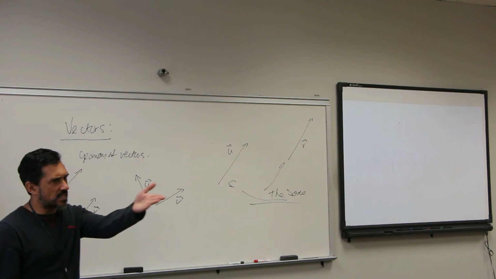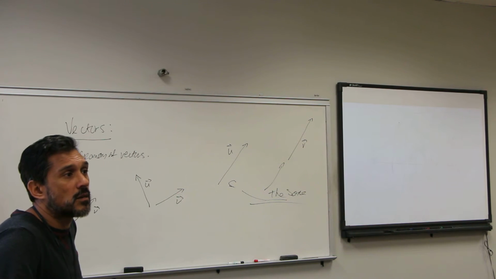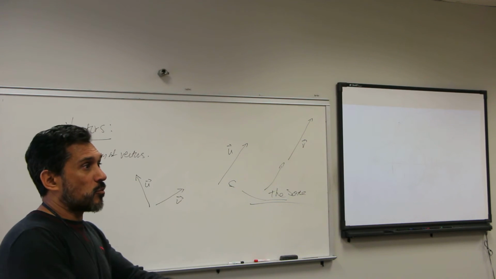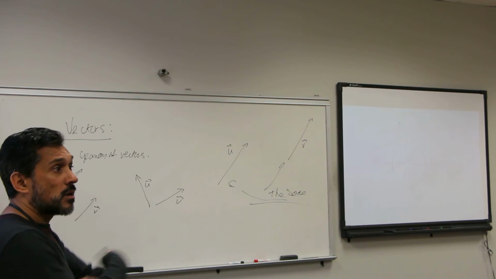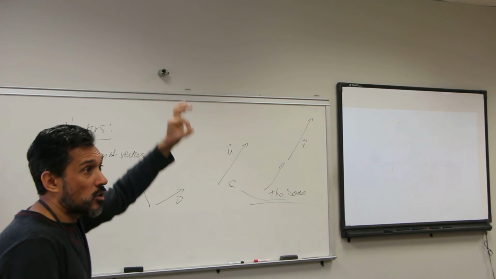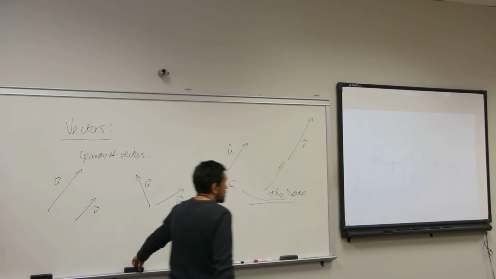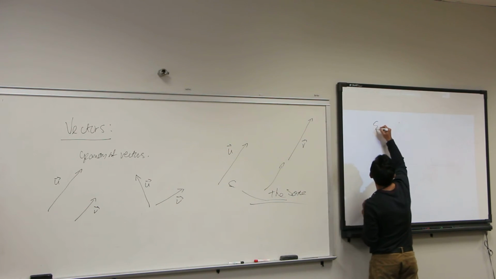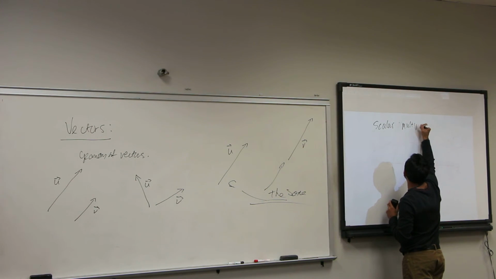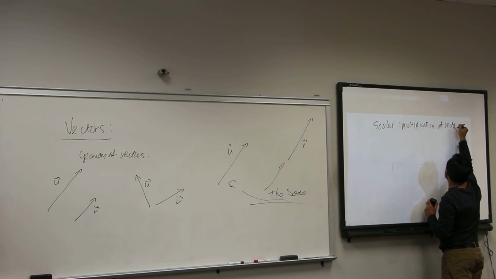Now, we need to do what physicists do with vectors. What are some of the things physicists do with vectors? Before they add them, what do they do? They stretch them or shrink them. We call it scaling a vector. Scalar multiplication of vectors.